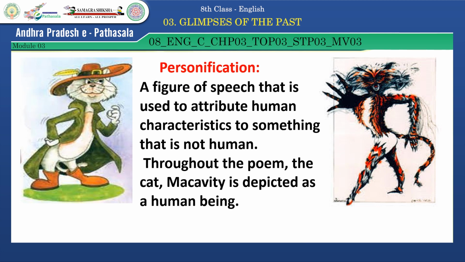Now let's move on to the figures of speech. Let's see personification. What is personification? A personification is a figure of speech that is used to attribute human characteristics to something that is not human. Throughout the poem, the cat Macavity is depicted as a human being. So we call it personification.